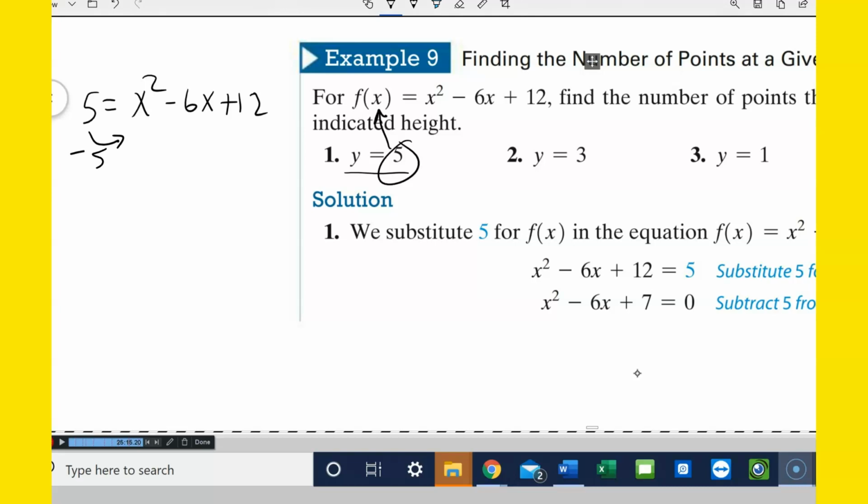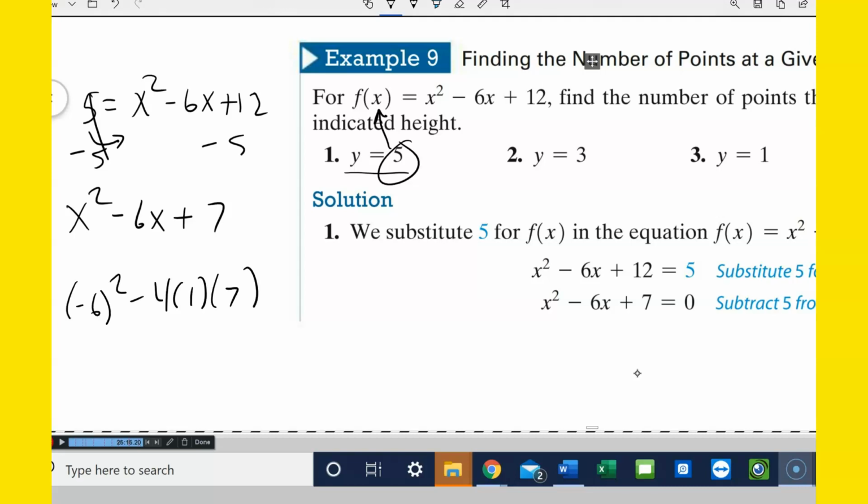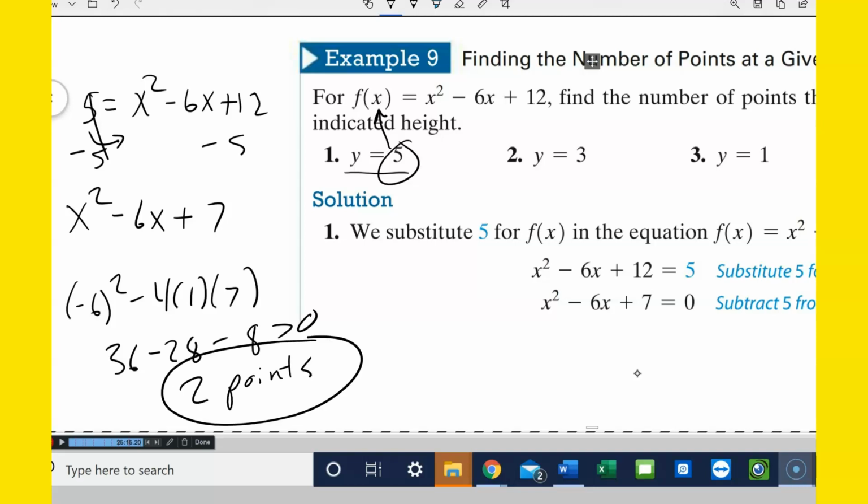To use the discriminant, I do have to move that 5 over. So I've got to subtract 5 from both sides. So x squared minus 6x plus 7. That's what gets it into the format that we need. So that's going to be b squared, negative 6 squared minus 4 times 1 times 7. So it's 36 minus 28. That's going to be 8. That's greater than 0, so we have 2 real points at that height.